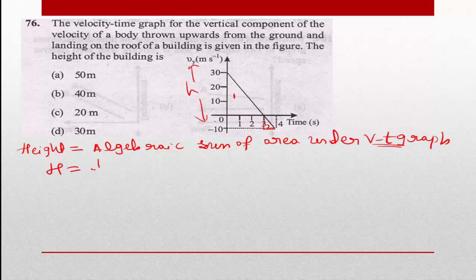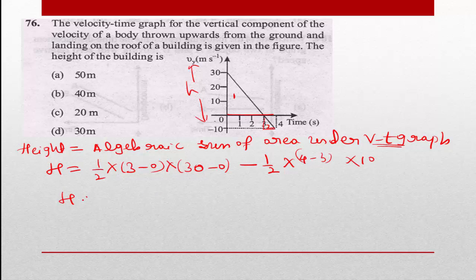Therefore, I can write 1 by 2 into base for the first triangle, that is 3 minus 0, into height 30 minus 0, minus the algebraic sum of area. This is negative, that's why I write minus here. 1 by 2 into base value, that is 4 minus 3, and height for this is 10. Minus 10, that value we have made negative here.